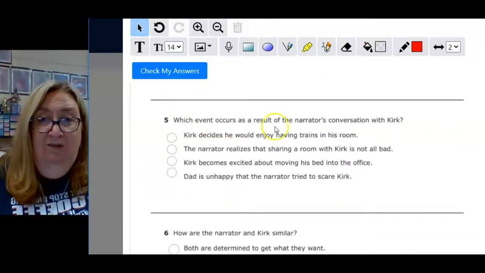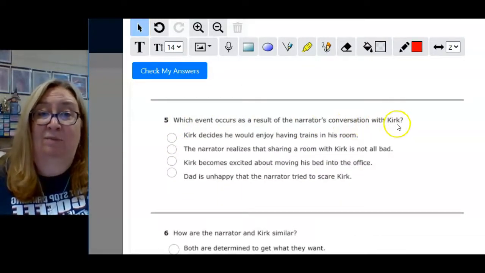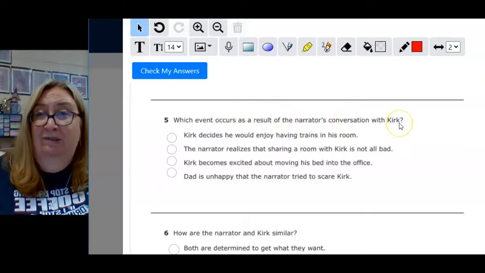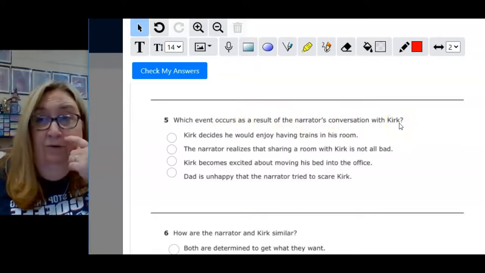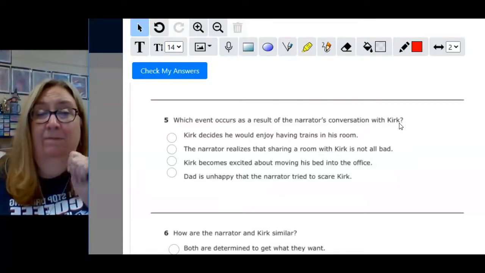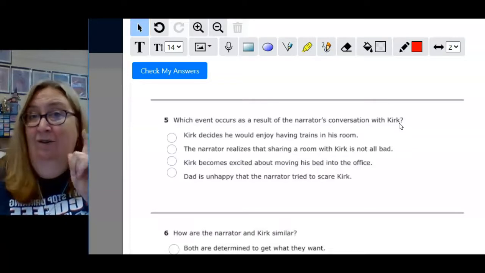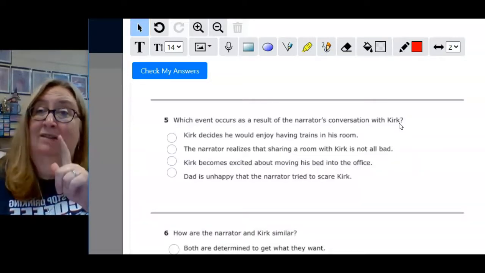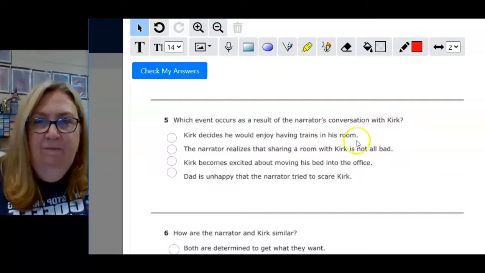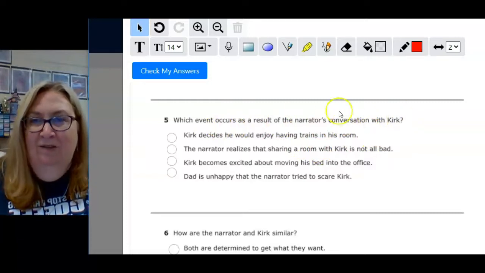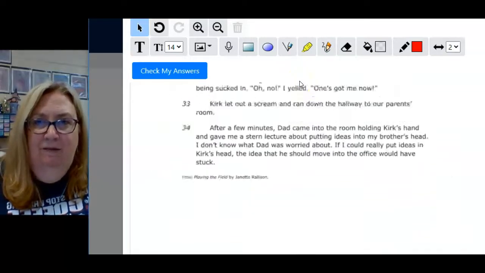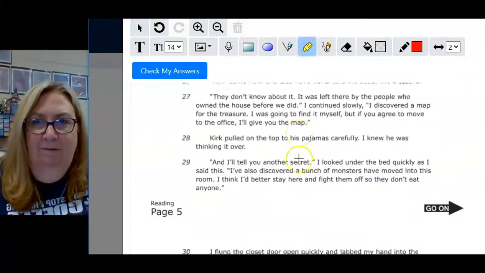Number 5, which event occurs as a result of the narrator's conversation with Kirk? So this is the older son talking with Kirk. What happens after their conversation? Well, let's think about their conversation. The older son tells Kirk there's a treasure in the office and that he has a map. And then when that doesn't work, he tells Kirk that there are monsters and he needs to stay behind in the old room and fight the monsters. So let's see. What happens after that conversation, though? Kirk then runs away and tells Dad, let's go back. This won't take but a minute. So here we go.